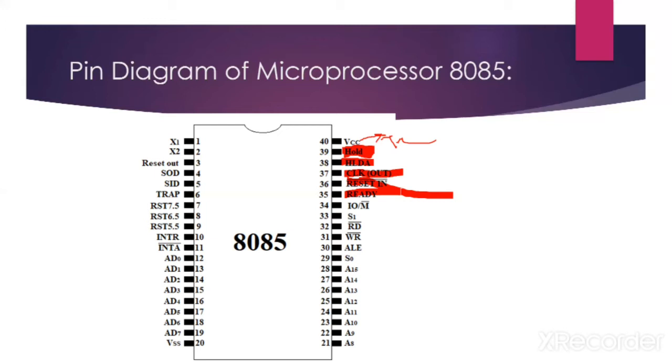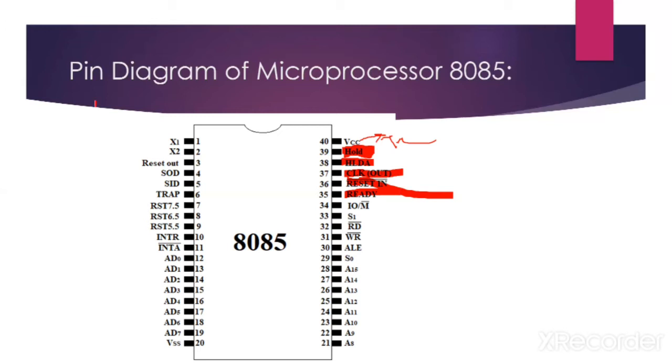This signal is used to delay the microprocessor until a slow responding peripheral is ready to send data or accept data. Means it only delays the microprocessor until the device is ready for sending or accepting data.